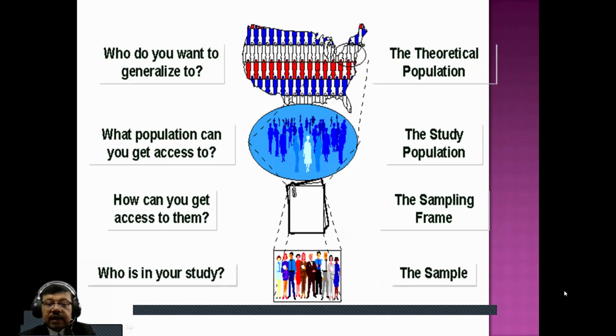Then what population can you get access to? You cannot collect data from all throughout the world, so you have to make a chunk of it, that is the study population. Then how can you get access to them? That is your sampling frame. And who is in your study? That means who will submit the response, that is your sample. So basically from a bigger chunk, we ultimately funnel it out into a smaller one.